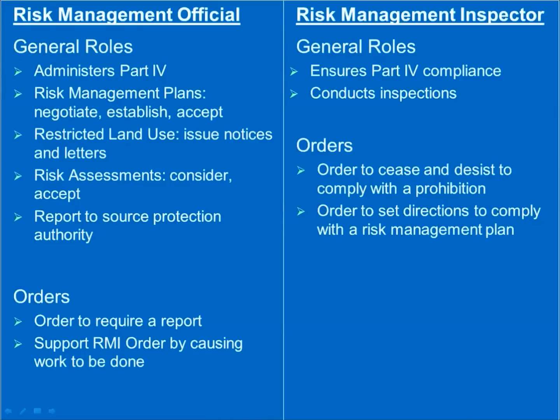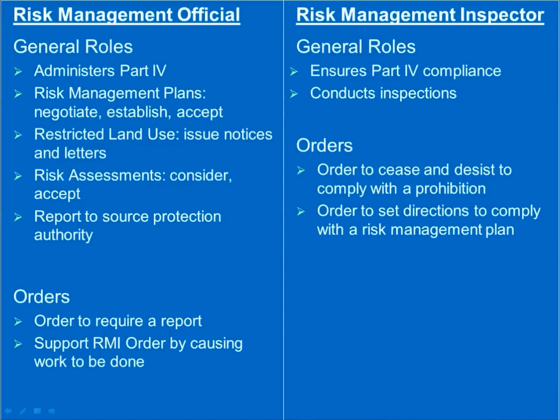Risk management officials are responsible for ensuring that risk management plans are in place as per the Source Protection Plan. They also must issue notices and letters to support restricted land use policies. If a risk assessment is submitted under Section 60 of the Act to lower the vulnerability score of a particular area such that an activity is no longer considered significant, the risk management official must consider acceptance of this assessment. Finally, the risk management official must prepare an annual report about Part 4 implementation and submit it to the Source Protection Authority by February 1st.